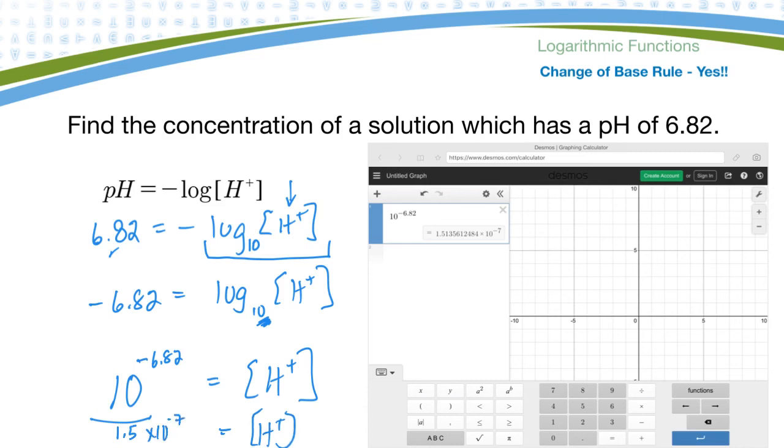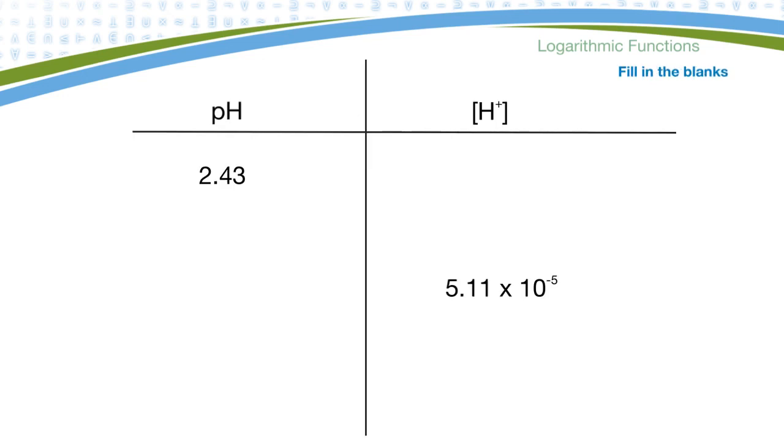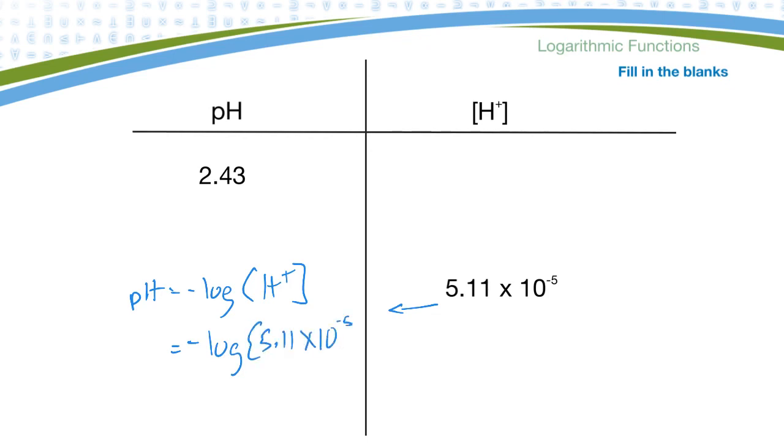All right, why don't you try a couple? There I've given you a pH and a hydrogen ion concentration. See if you can determine, fill in the blank for the other one. Press pause, then press play. I'll do the second one first. So pH is equal to negative log of the hydrogen ion concentration. So it's negative log of 5.11 times 10 to the minus 5. So you just plug that into your calculator, see what you come up with.